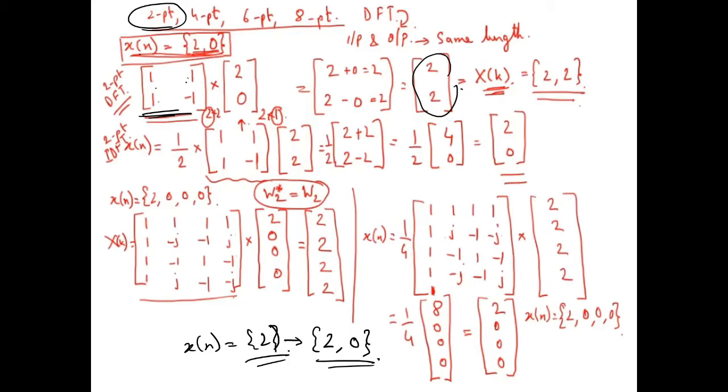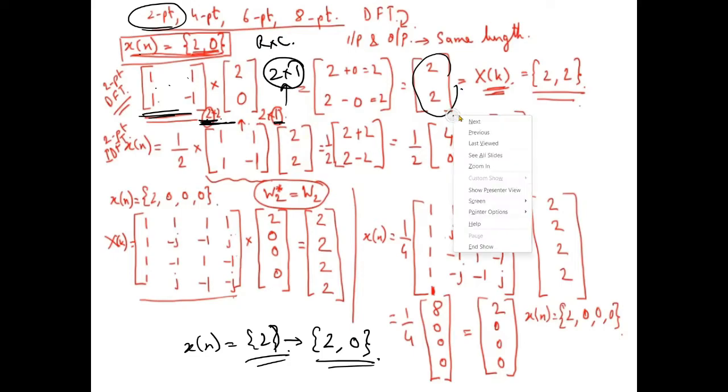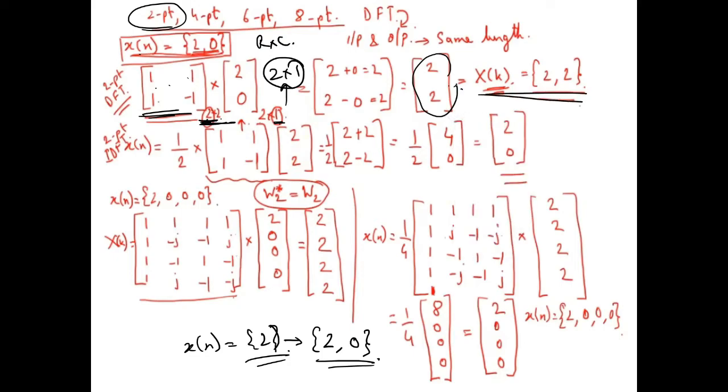Why did we get 2 by 2? Because the first one is a 2 cross 2 matrix. How do we represent a matrix? R cross C, rows by columns. So in the second matrix we have 2 rows, 1 column. So we take the row of the first matrix and the column of the second matrix, and from here we get a 2 cross 1 matrix. And it is represented as capital K equals 2. Okay, so this is your transformed signal.